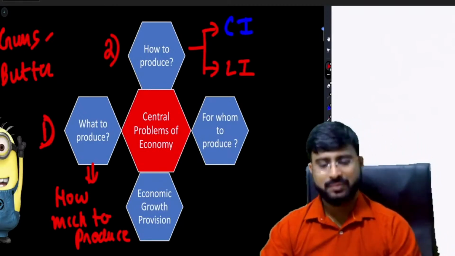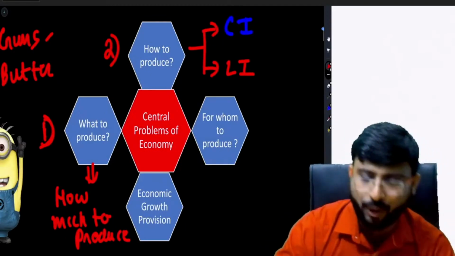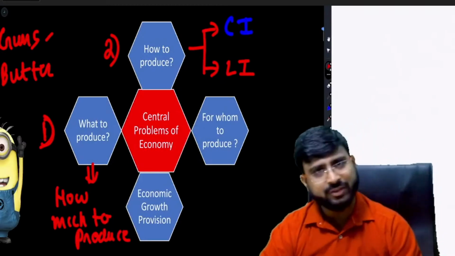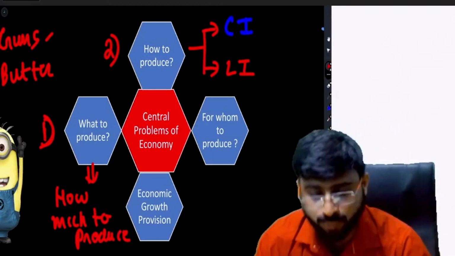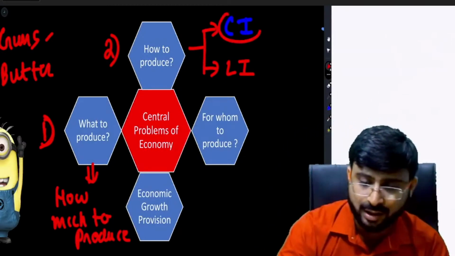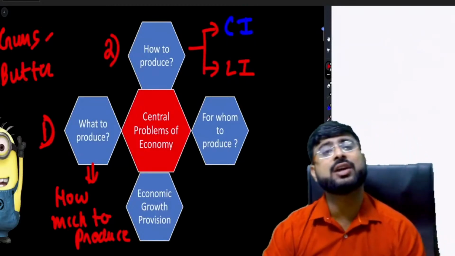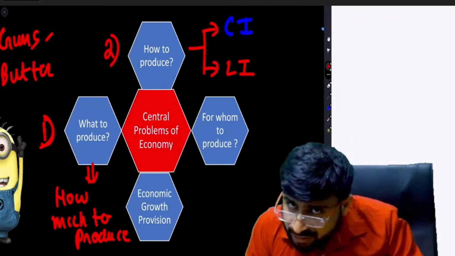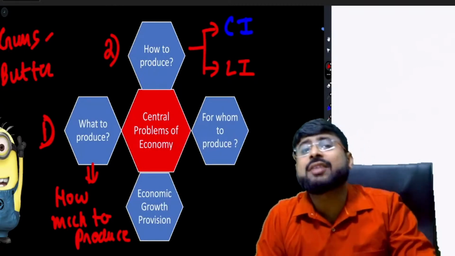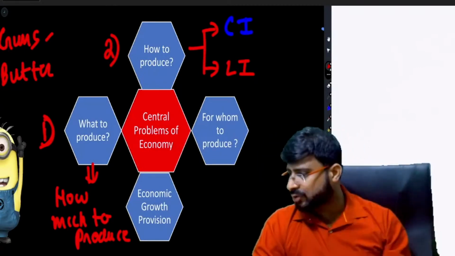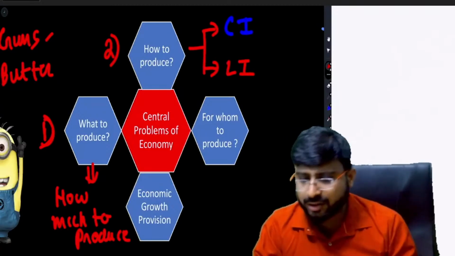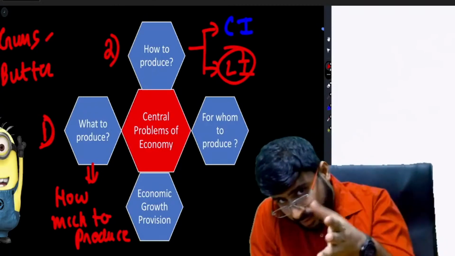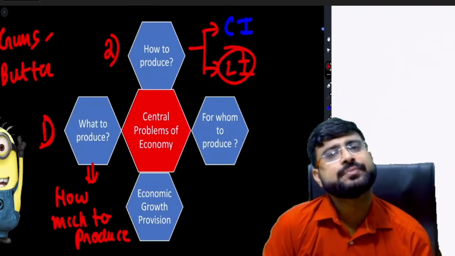My dear students, everyone pay attention. Capital intensive technique of production means a technique where we use more of machines, less of labor. And technique two, labor intensive, means where we use more of labor and less of machines.